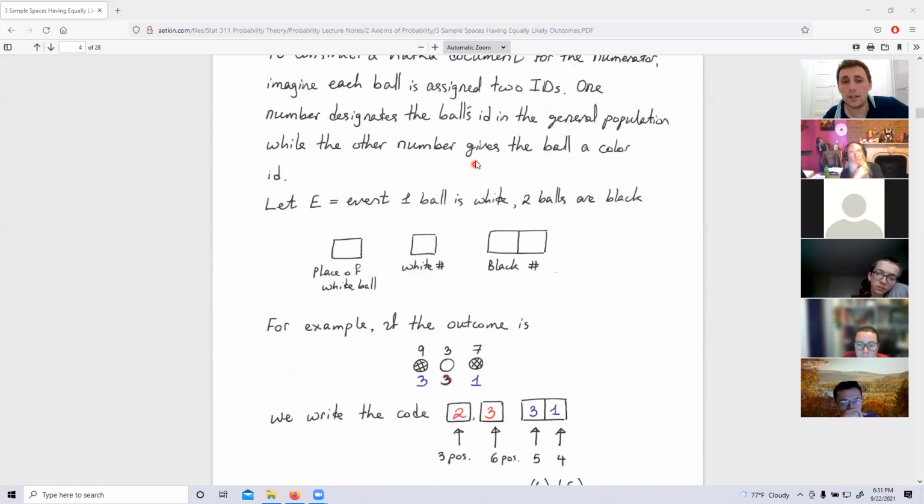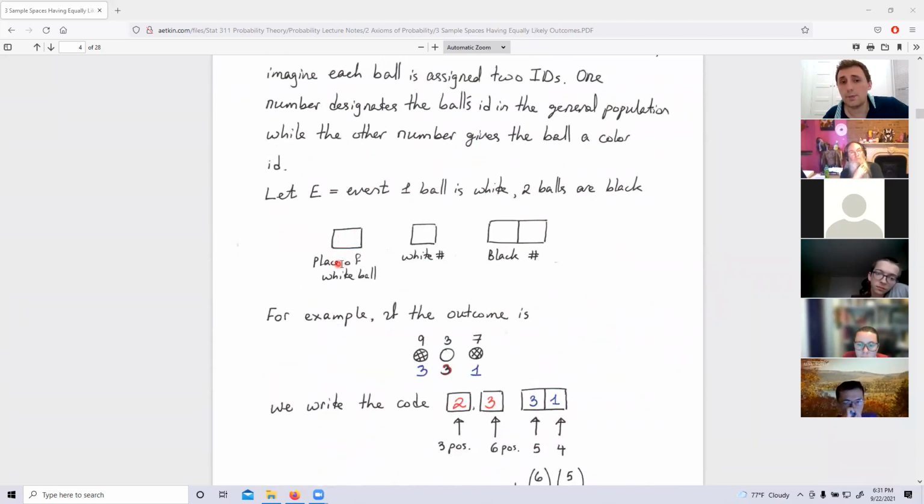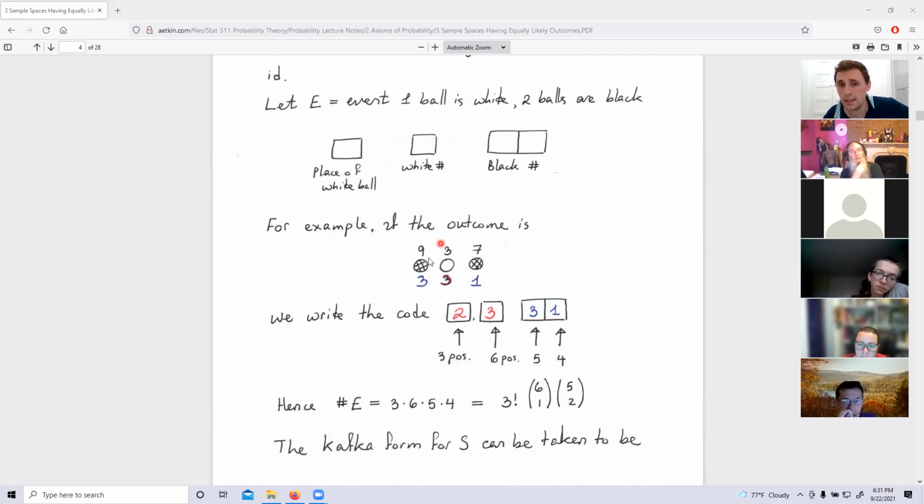So in my form, look how I think. Here is the box, and it's a place of the white ball. Did I sample it first, second, third? The white number and the black number is written sequentially. So for instance, how do I translate this outcome? This outcome is a success, 1 white, 2 blacks. Let's say that first came ball number 9, then ball number 3, then ball number 7, and ball number 3 is white. So here you can see this ball has ID number 3, this ball has ID number 3, and this ball has, in red, ID number 1.